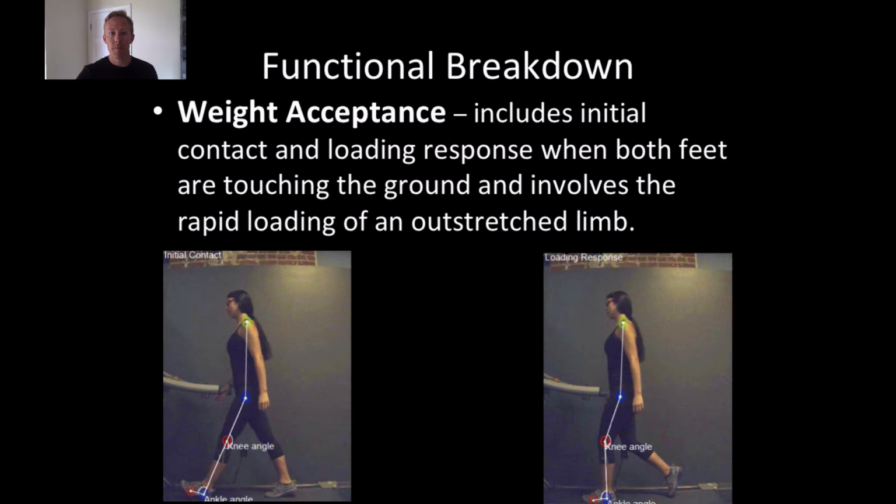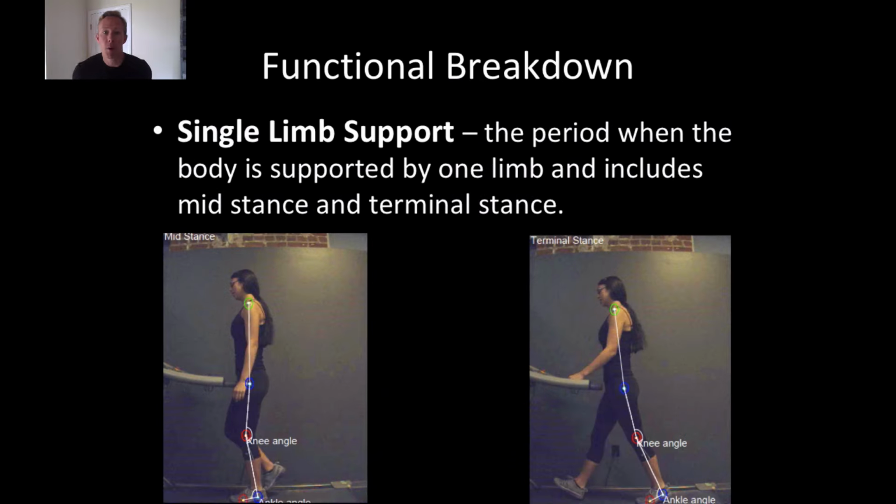Now we'll break down into functional categories, and there are 3 of these categories. The first one is weight acceptance. This is the shock absorption phase of gait. It includes initial contact where the heel hits and loading response where the knee is flexing to absorb shock. Both legs are on the ground and we're quickly absorbing shock with the leg we're analyzing. Okay, that's weight acceptance.